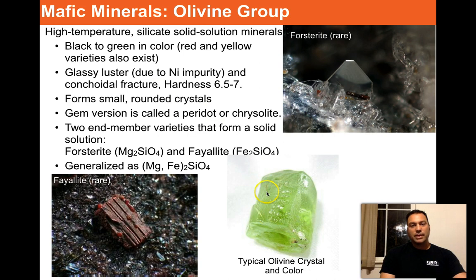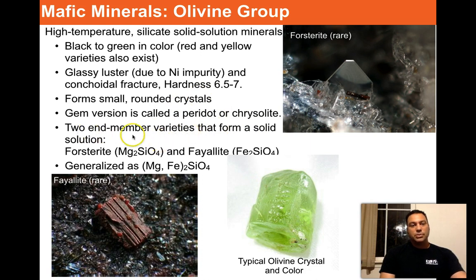Remember the muscovite and the plagioclases had that. This doesn't. This is more like quartz. And it's very hard. It has a hardness of 6.5 to 7. Quartz has a hardness of 7. So in a lot of ways, it has physical features similar to quartz. It forms small, rounded crystals. The gem version is called a peridot or a chrysolite. So a lot of you have had some experience with a peridot at some point.